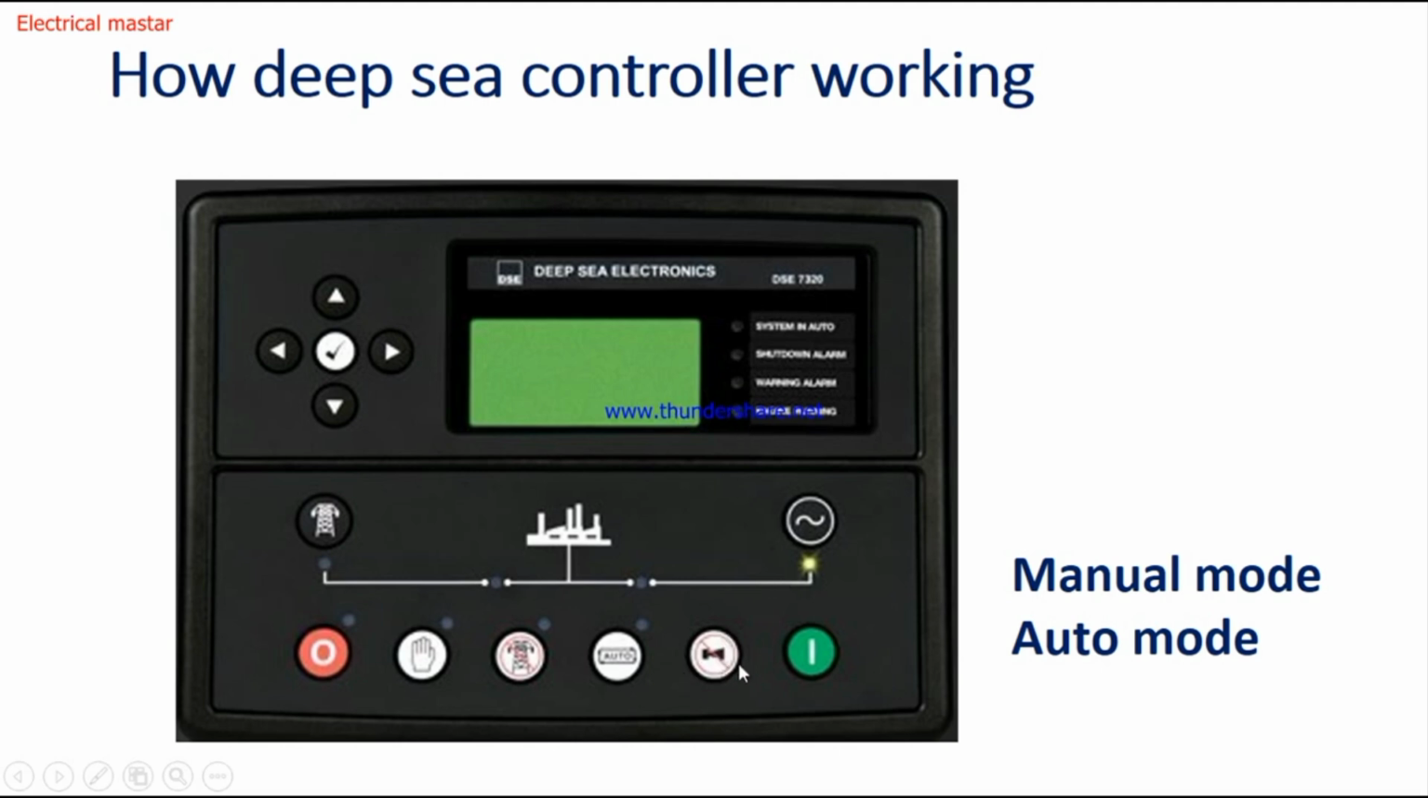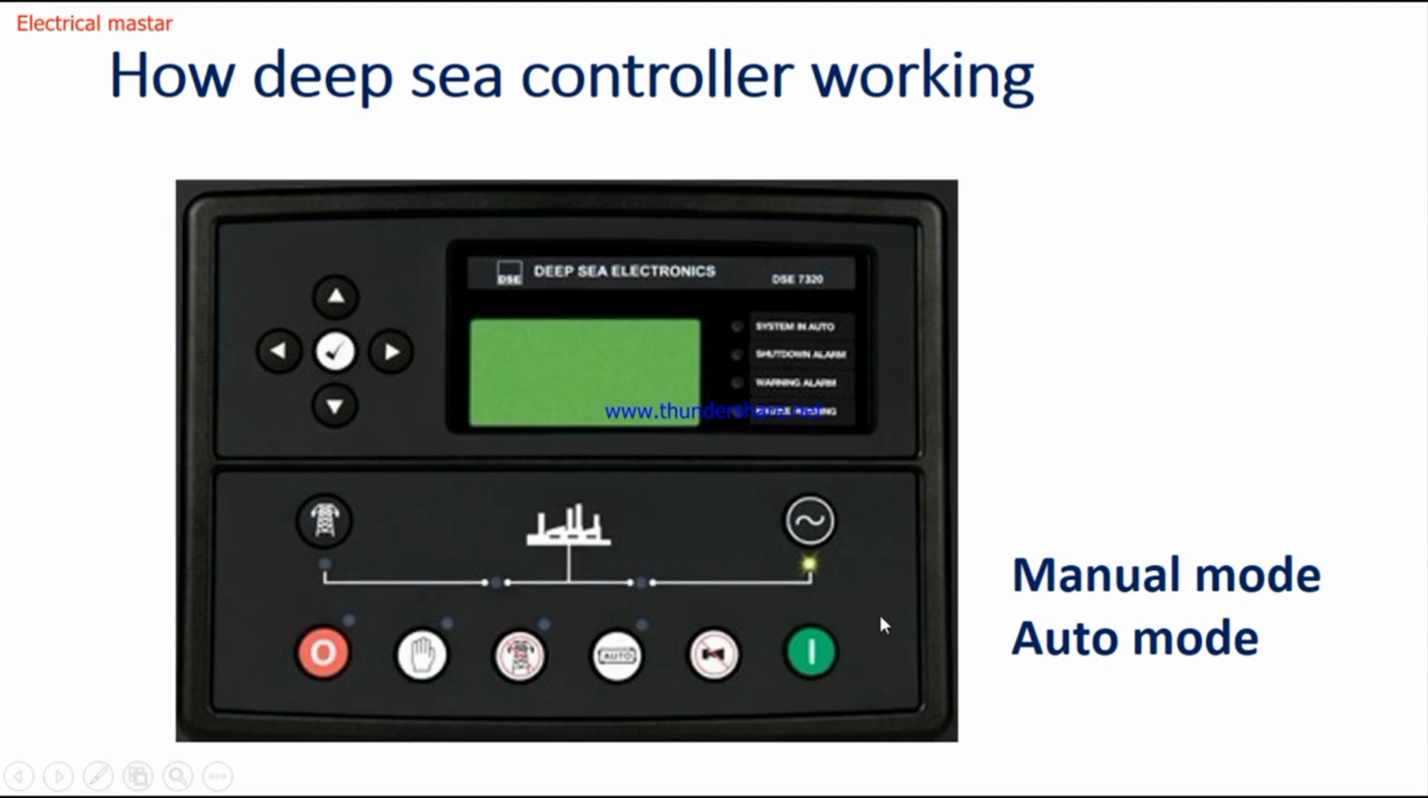And this is the buzzer. Whenever any fault comes on the generator like overspeed, underspeed, low pressure or high temperature, the alarm will make a sound in the buzzer. If we want to mute that sound, press this buzzer button. And this is the start button.